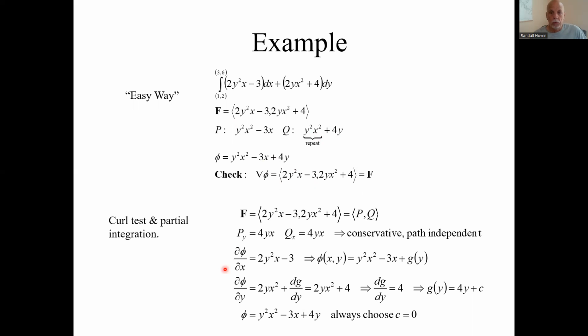I won't go through this partial integration the hard way. Look at it yourself. The partial of P with respect to y is 4xy, and the partial of Q with respect to x is also 4xy. That's the curl of 0, which indicates conservative. Find the phi.